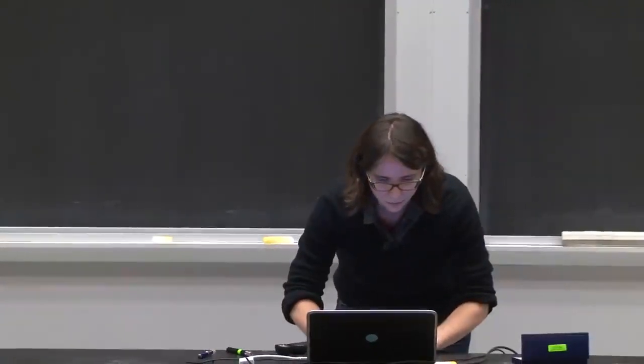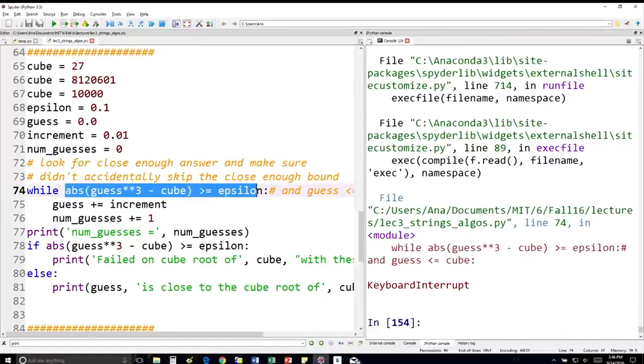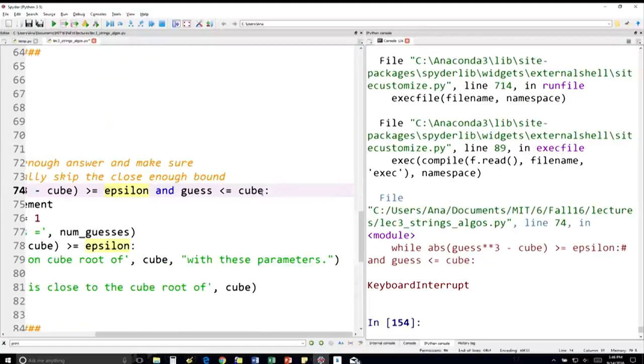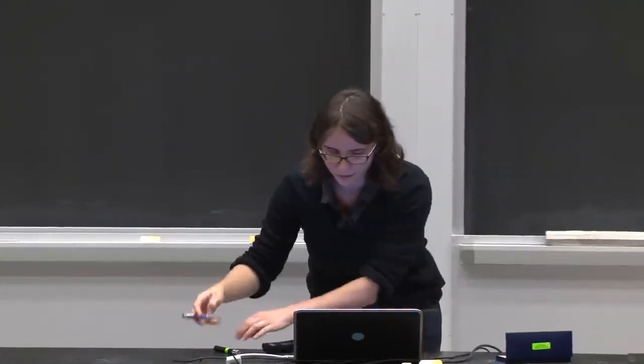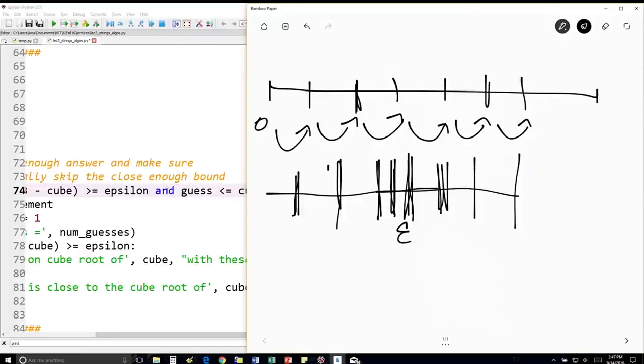All I'm doing in this code is checking whether my guess cube minus cube is less than epsilon. The only thing I need to do here is add this little clause that says, by the way, also check that I'm less than cube. Because this is just like we did in the very first program when I'm checking 0, 1, 2, 3, 4, 5, 6, 7, 8, when I'm trying to find the cube root of 8.